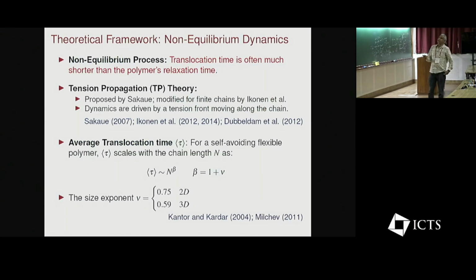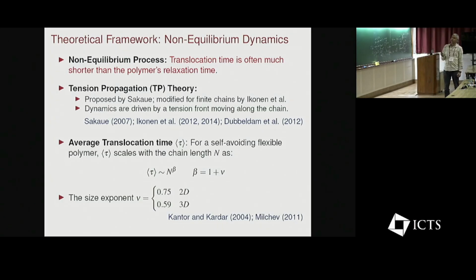Polymer translocation is a non-equilibrium process, because the translocation time is often much shorter than the polymer relaxation time. And it has been successfully explained by tension propagation theory, which was proposed by Sakaue and then modified for finite chains by various researchers. In this theory, the dynamics is driven by a tension front which moves along the chain.